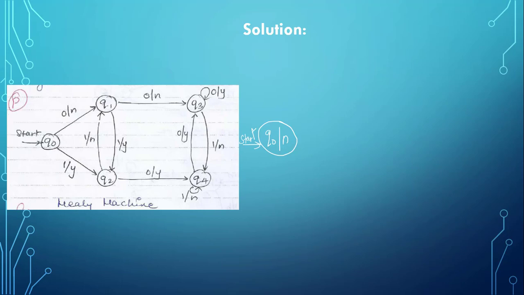Now let us check how many states have the incoming transitions and the output symbols as same. We have Q1 which has N and N from Q0 and Q2 state.